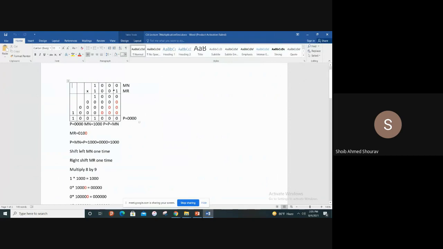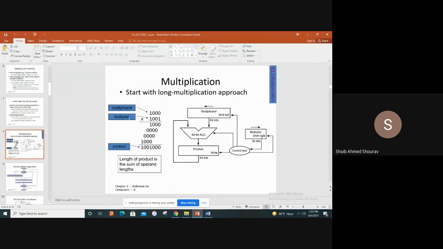Thank you. So this is Mn and this is Mr. Why Mn and Mr? Remember, to multiply two numbers, we need a multiplicand and a multiplier to produce the result, which we call the product. The number which is going to be multiplied by some other number is the multiplicand. And the multiplier is the number that multiplies some other number.